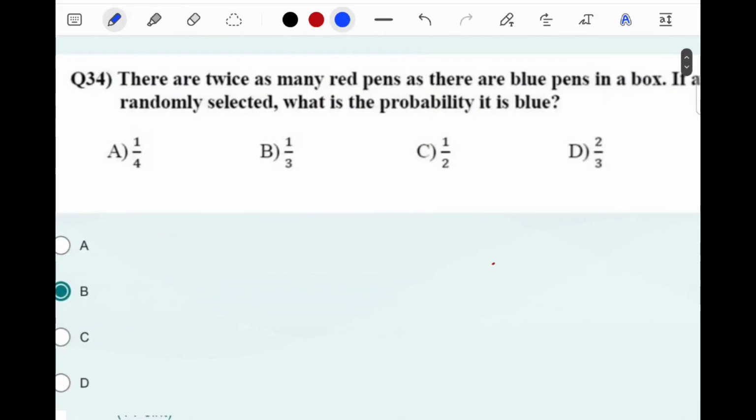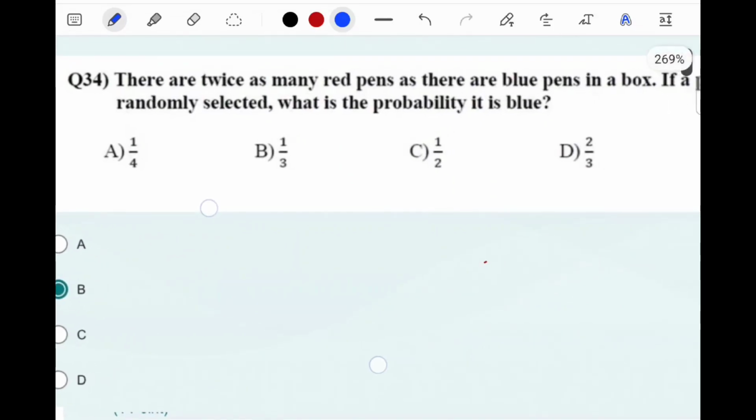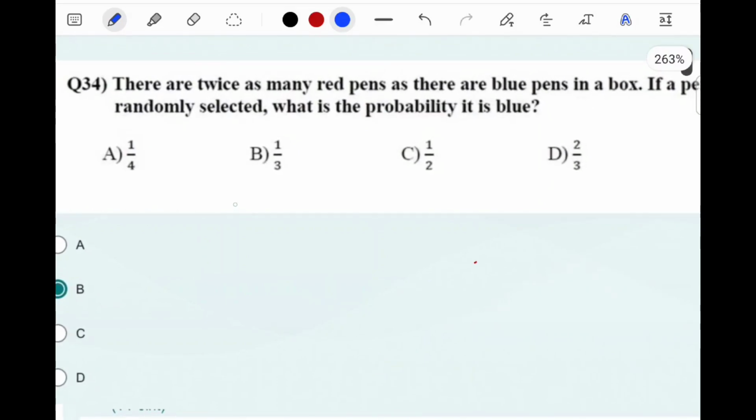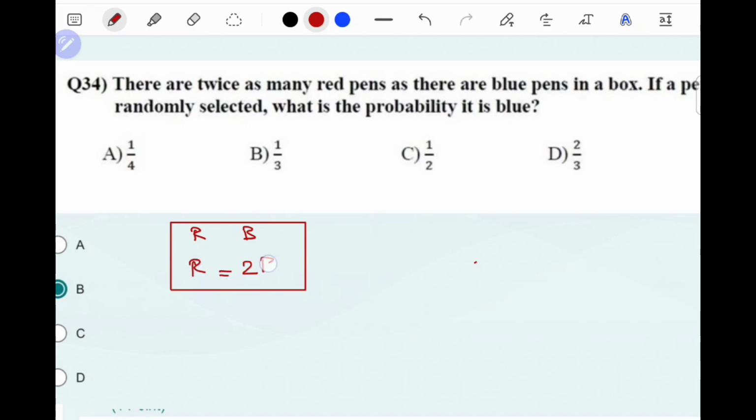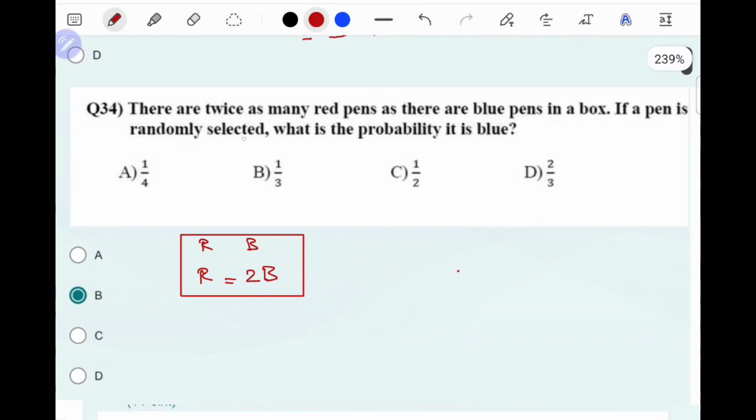The next question says that there are twice as many red pins as there are blue pins in a box. So the best way to approach these word problems is to draw a box, and we have red pins R, and we have blue pins B. So we have twice as many red pins as blue, so R is equal to twice B. If a pin is randomly selected, what is the probability that it is blue?